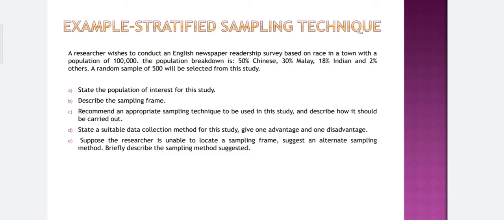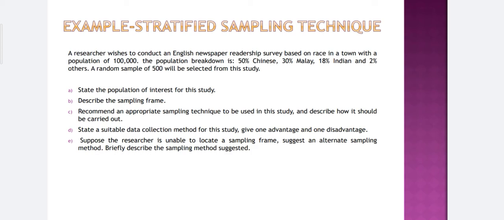So you kena statekan dia punya calculation. Berapa orang yang nak ambil daripada Chinese, berapa orang yang nak ambil daripada Malay, Indian dan juga others. So it will be, the calculation dia akan jadi untuk Chinese, 50,000 bahagi 100,000 darab 500. Dia akan dapat berapa? Kan? So daripada first group Chinese, we can select 250 sampel daripada Chinese reader.